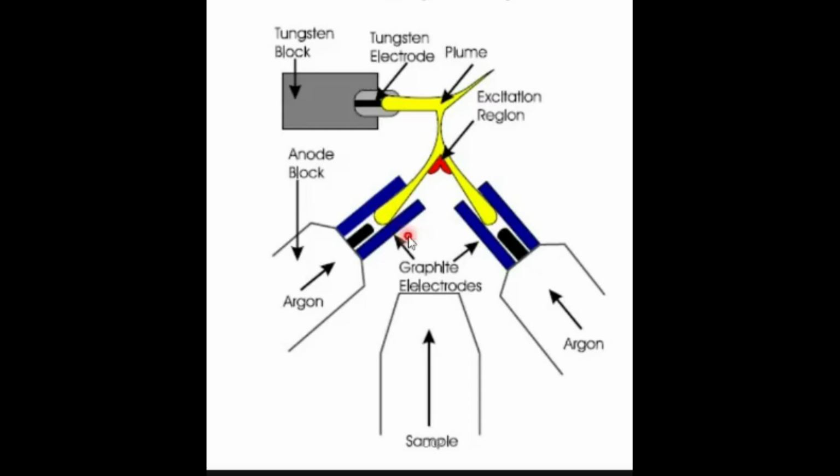Meanwhile, as the current is flowing, these graphite electrodes, because they have high resistance, also start heating. So it becomes a cycle: the argon, when it is coming, will first get heated because of the electricity flowing through. It will get ionized, and you get a plasma formed between the cathodes and anodes. The plasma will be of inverted Y shape. When a sample is introduced into this plasma, this is the region where the sample will get converted into atomic state, and this region is called the excitation region.